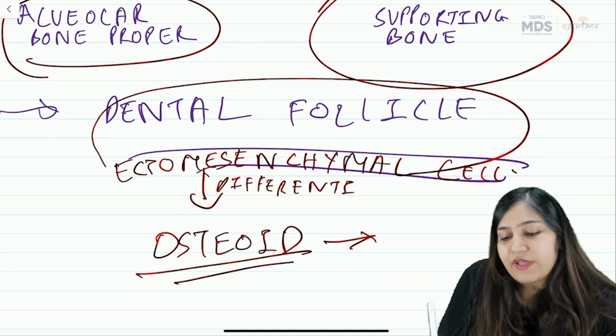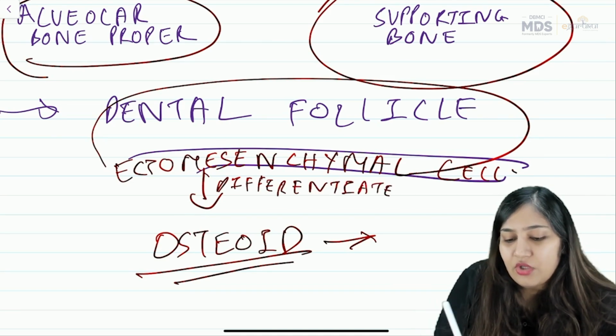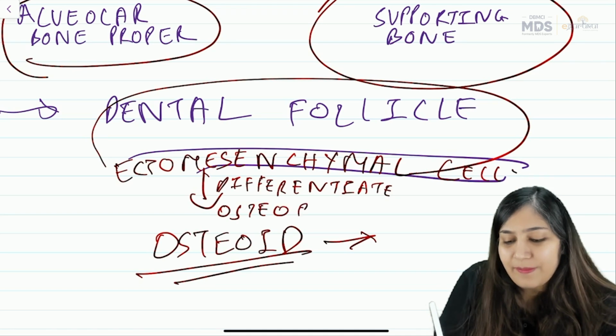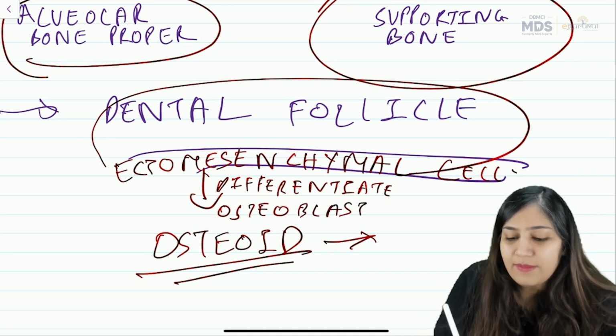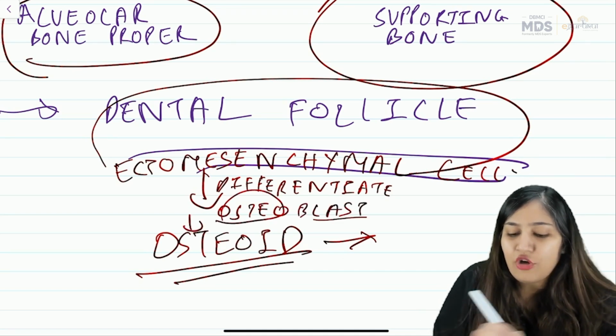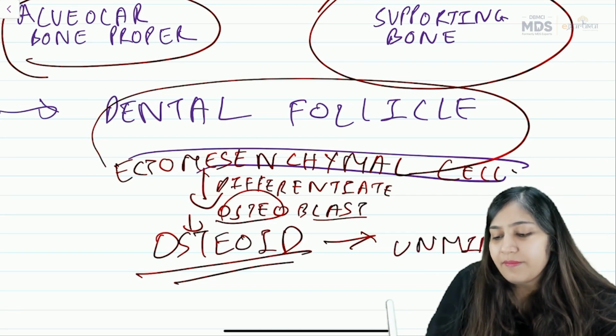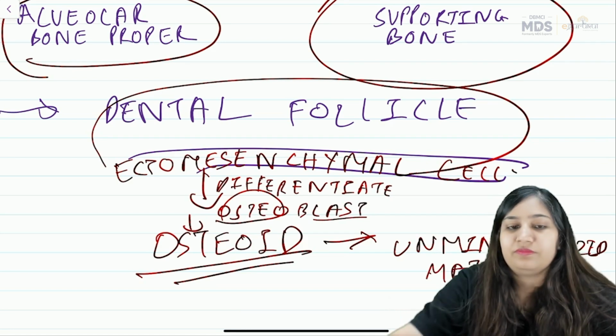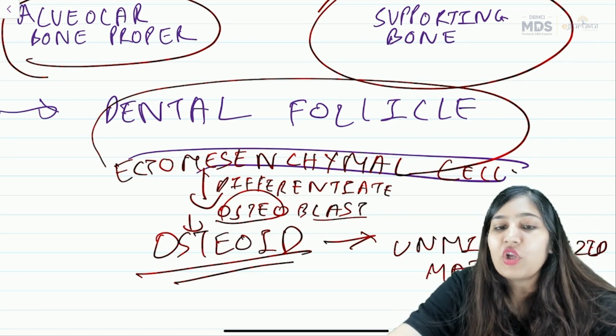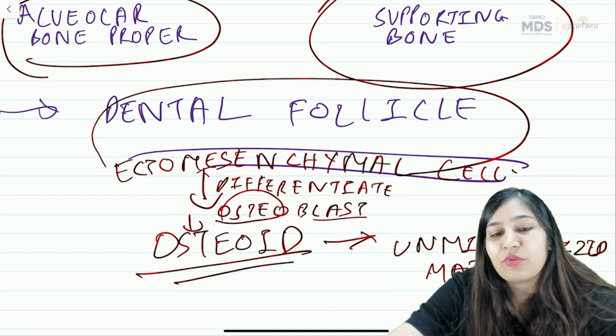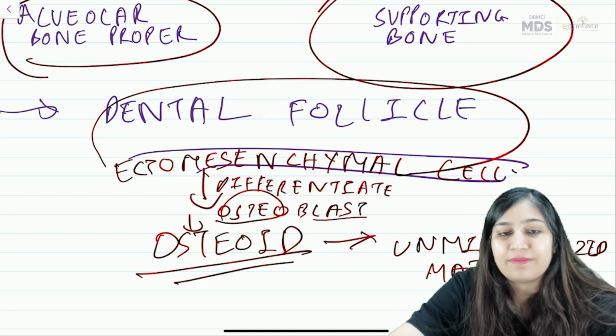Differentiate into which cells? Osteoblast. Osteo meaning bone, blast meaning formation, and they form osteoid, that is the first unmineralized matrix of bone, which will later mineralize to form bone. Some osteoblasts become embedded in the matrix and they are known as osteocytes.